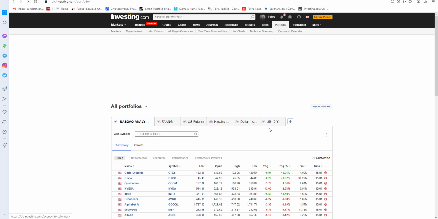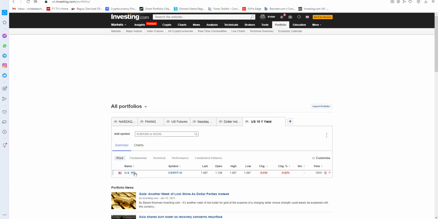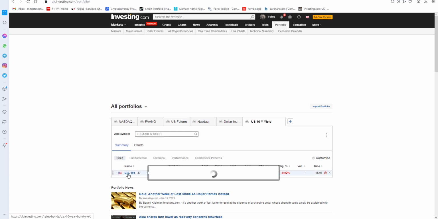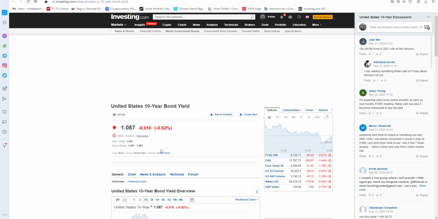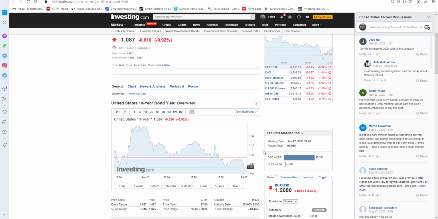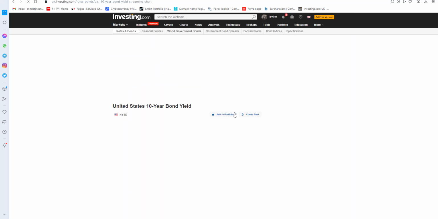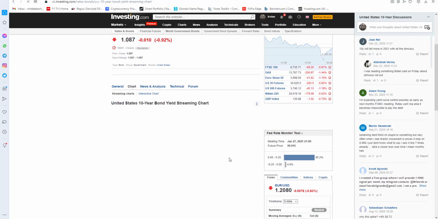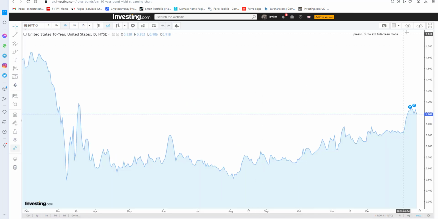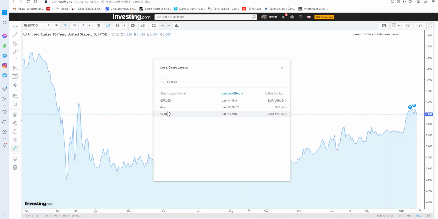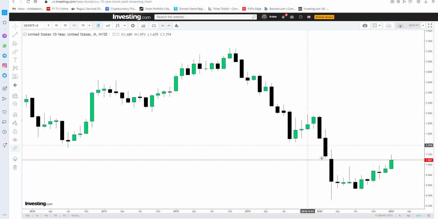Portfolio, US 10-year yields. They closed on Friday, roughly open high low 1.087. That means they dropped. The yield dropped 1/10 of a pip. Remember, we recently closed above 1 on the real yields. We closed above 1. So now let's see where we are right now.